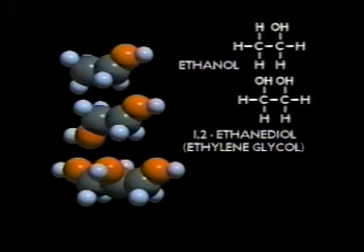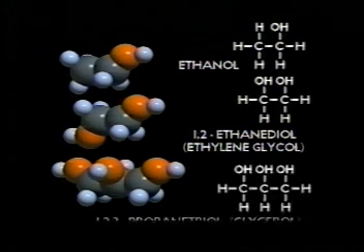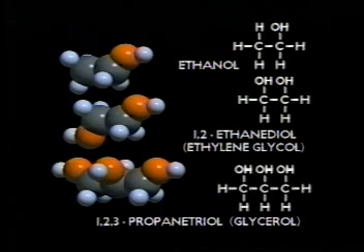The first polyhydric alkanol is 1,2-ethanediol, commonly known as ethylene glycol, and is used as an antifreeze in car coolant systems. The next is 1,2,3-propanetriol, or glycerol. We know this commonly as glycerin. As we see, the polyhydric alkanols are named with the suffix diol, triol, and so on.